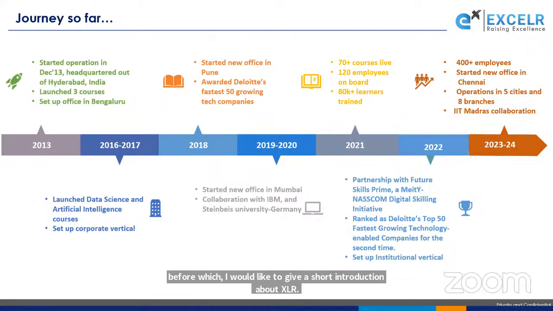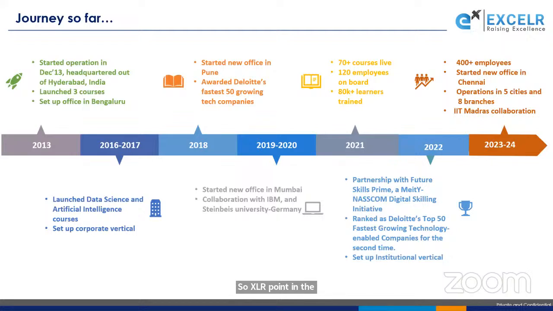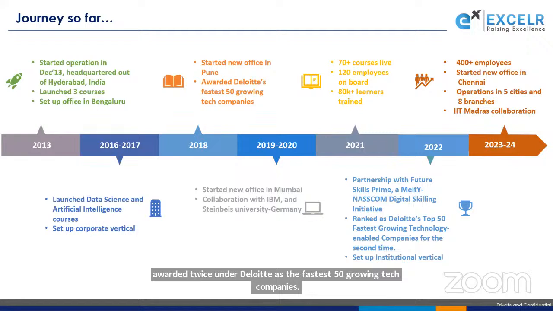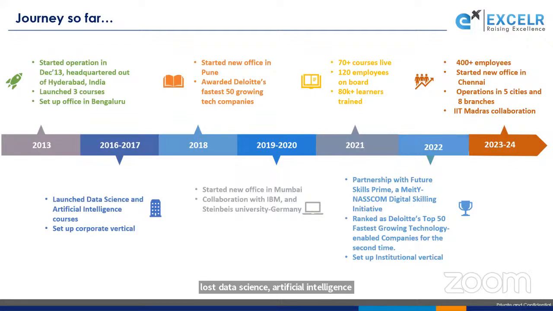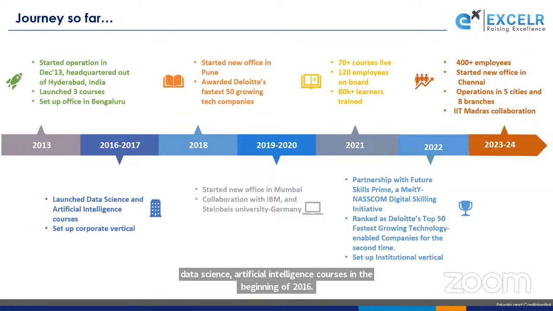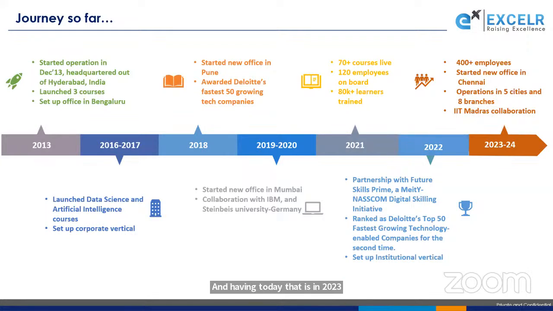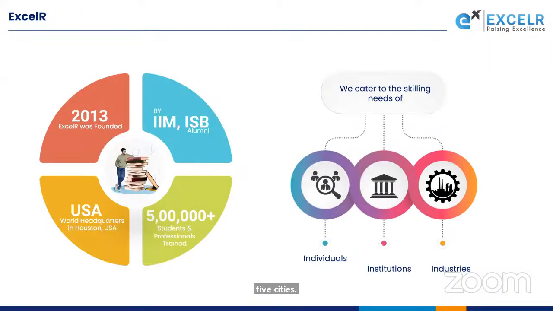XLR was founded in December 2013. We have had a fabulous journey and an ongoing process, having trained 70 plus courses across 5 lakh students, being awarded twice by Deloitte as one of the fastest 50 growing tech companies, and launching data science and artificial intelligence courses at the beginning of 2016. Today, in 2023, we have 400 plus employees, with branches operating in 5 cities, including Chennai. This is an overview. We are headquartered at Houston, USA.